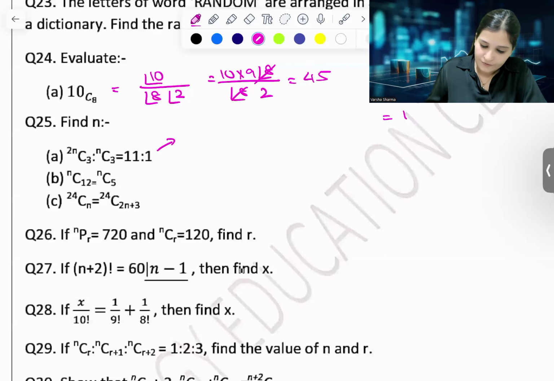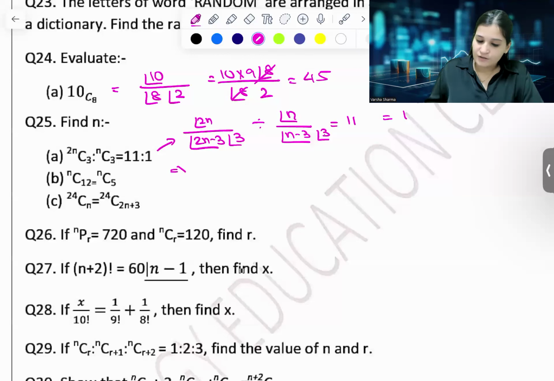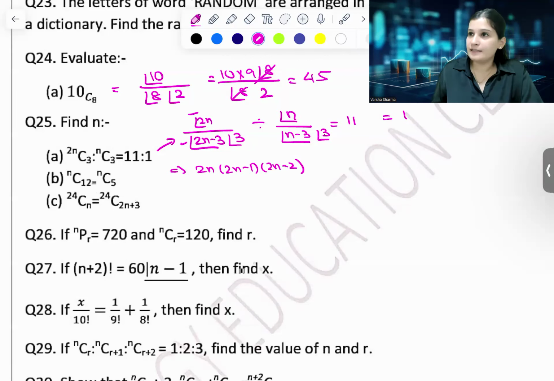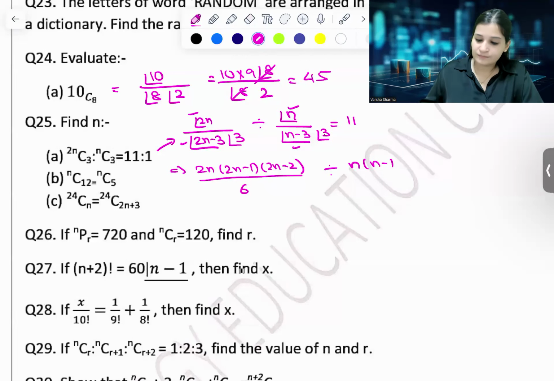Now here, factorial 2n minus 3 factorial 3 divided by factorial n minus 3 factorial 3. So I'm opening 2n till I get 2n minus 3. So 2n minus 1, 2n minus 2. Then it gets cancelled. And factorial 3 is 6. Opening n till I get n minus 3: n minus 1, n minus 2. N minus 3 gets cancelled.